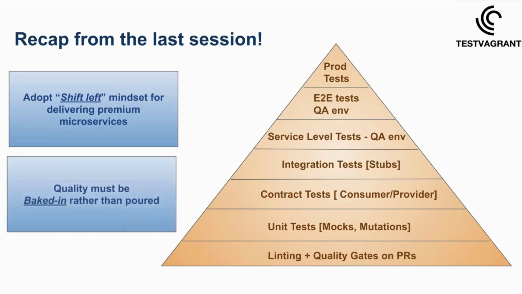Another important thing we learned was that quality must be baked in rather than poured, which means stop considering testing as a phase which happens at the end of the product build. Rather, you invest a lot more at each step of your product building. You bake in quality at each step with your shift left testing procedures. So you do a lot more testing at the code level, individual integrations, requirement management, and eventually your builds.